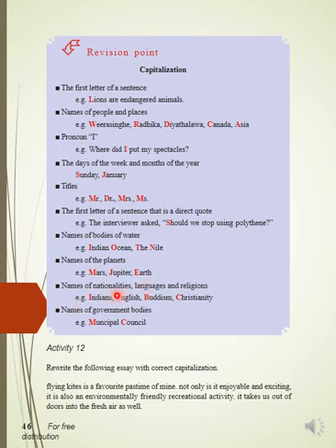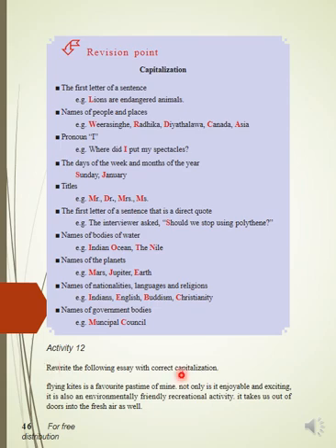Names of government bodies. Municipal council. It's a pair of words. The first letters of the words should be capital. Now, take the rules into your mind and do Activity 12. Rewrite the following essay with correct capitalization. When you do this activity, you have to give equal concentration to all the rules of capitalization.